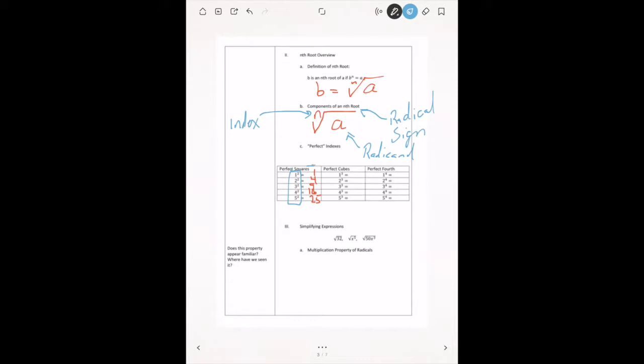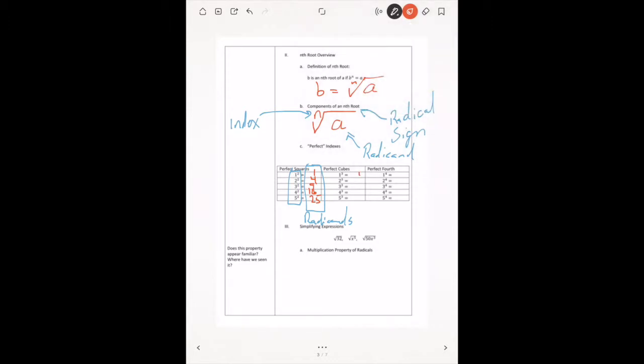And then these numbers right here are my radicands. So perfect index or perfect square means you take some radicand and you take the square root of it, you're going to get a whole number. That's what it means to be perfect. Same thing when we work over here with the perfect cubes.